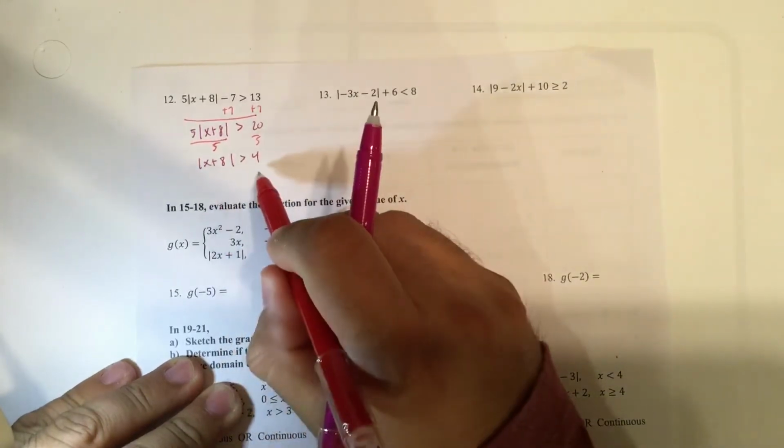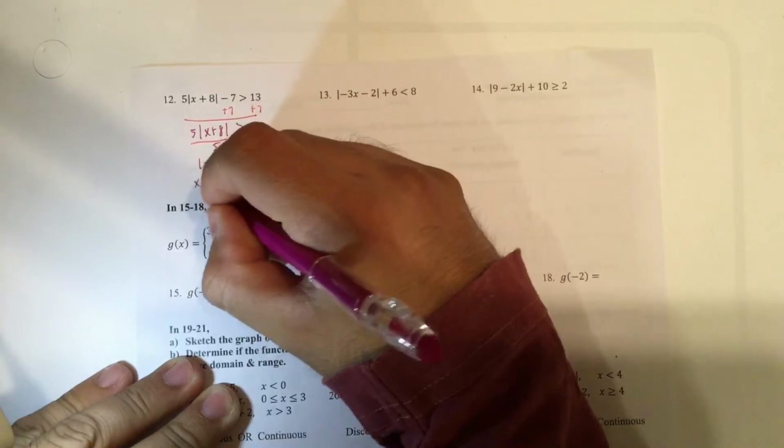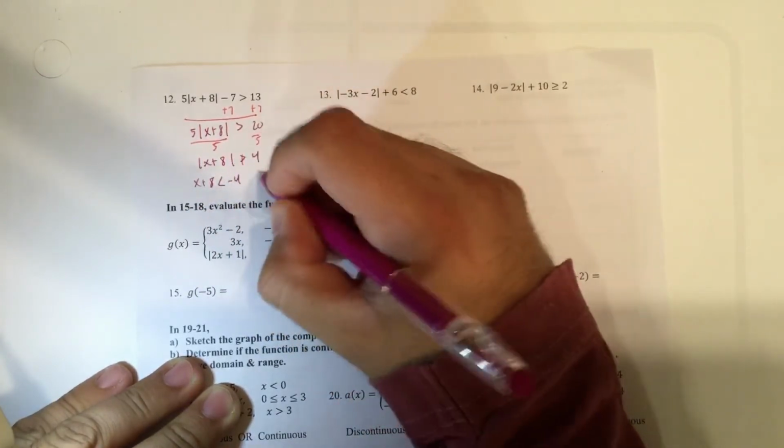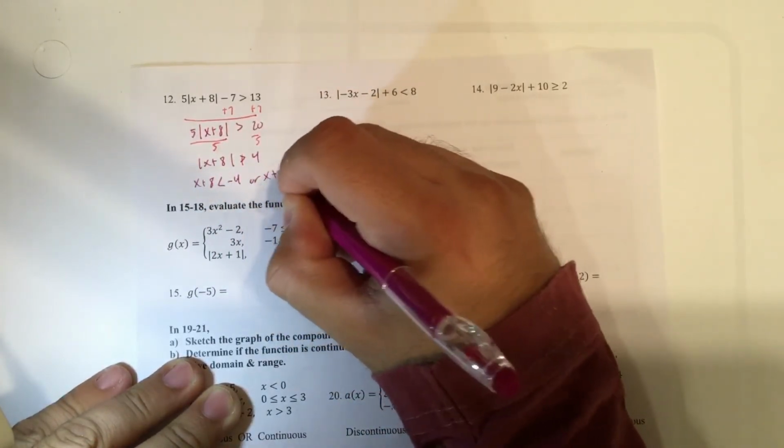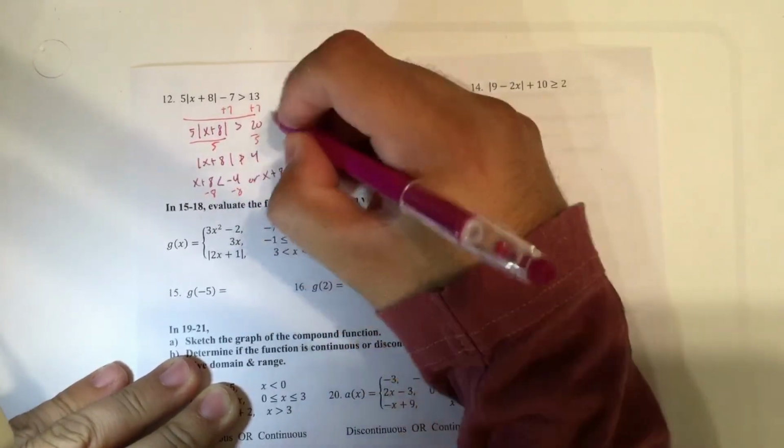Now that it's isolated and the constant is positive, it is a split statement. So x plus 8 is less than negative c, which is negative 4, or x plus 8 is greater than positive c, which is 4. And last, to isolate the x, we subtract 8 from both sides. So negative 4 minus 8 is negative 12.